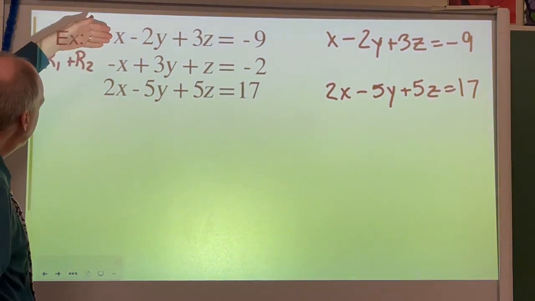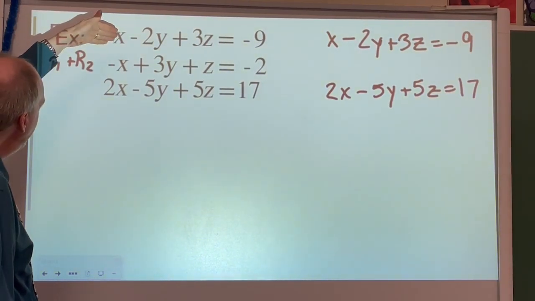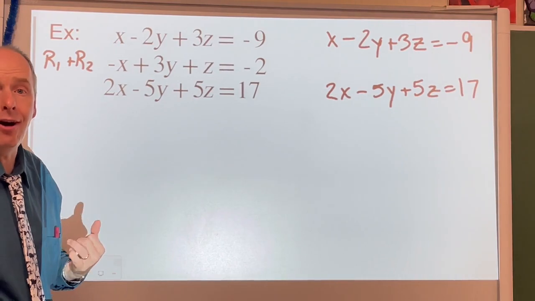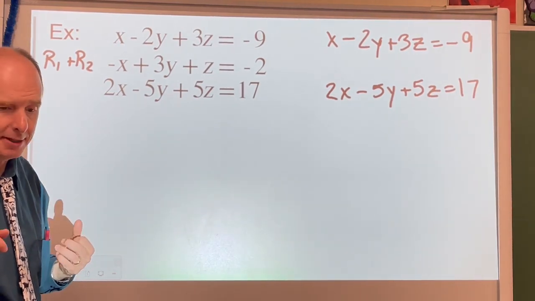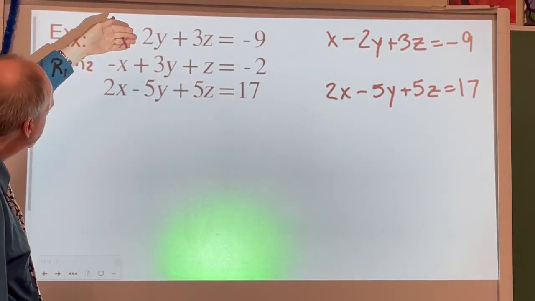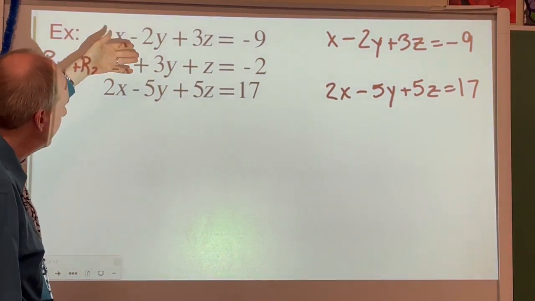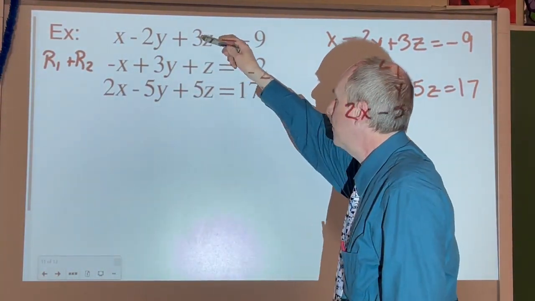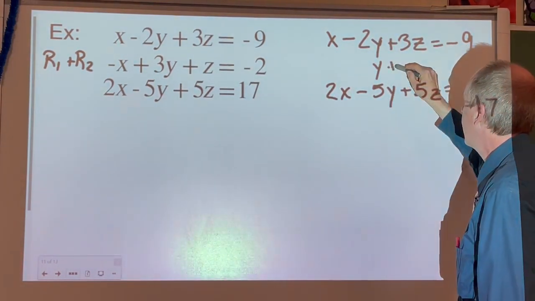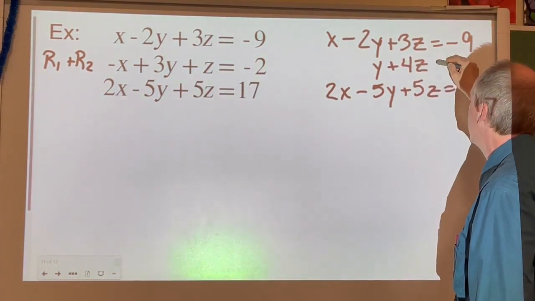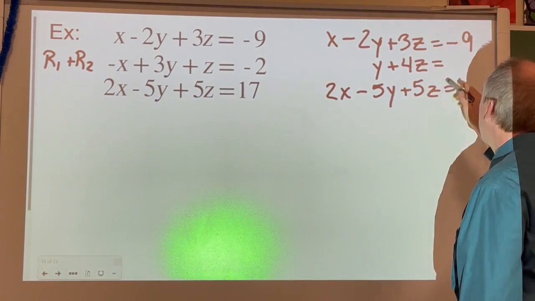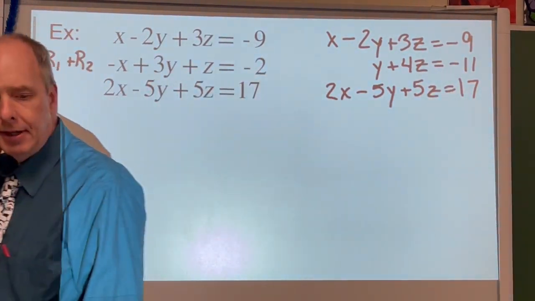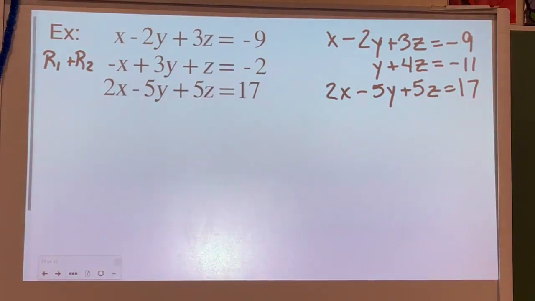So let's add them together. Row 1 plus row 2. X and negative x make 0. They're gone. That's good. That's what we want. Negative 2y plus 3y. Well, that would give me y. 3z plus 1z would be 4z. And negative 9 and negative 2 make negative 11. So we're building that stair step.